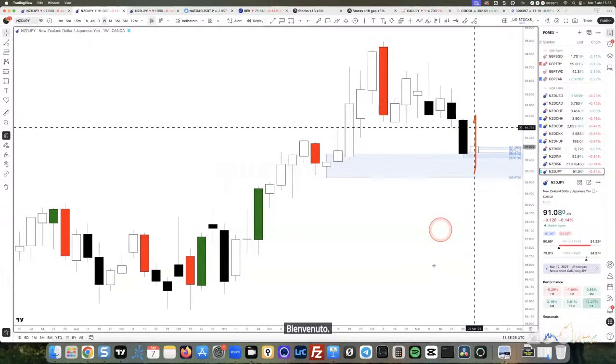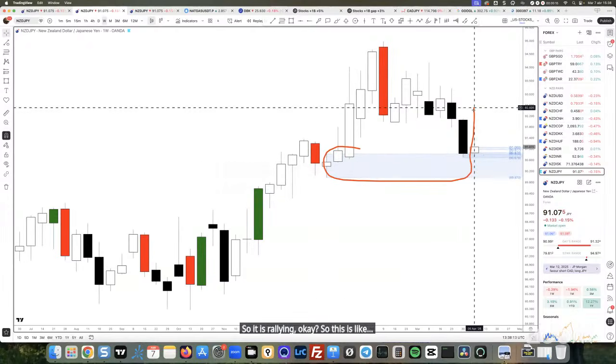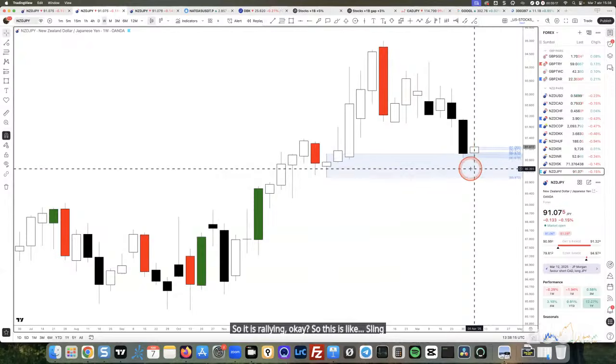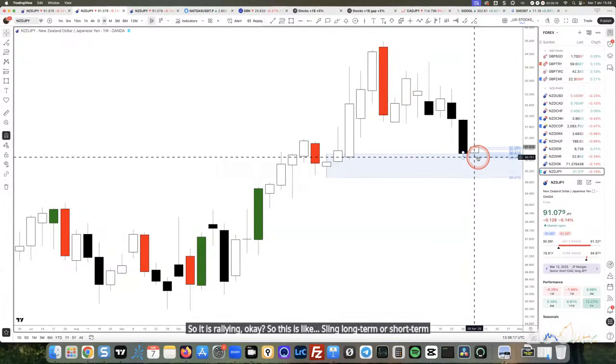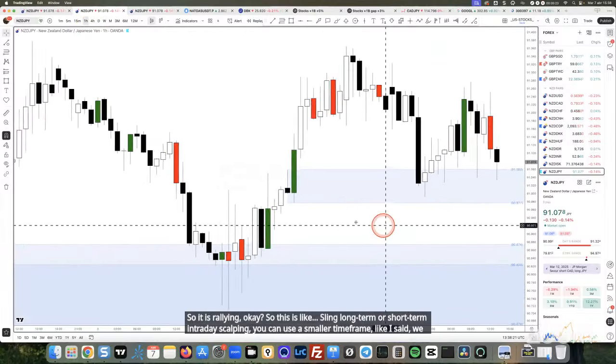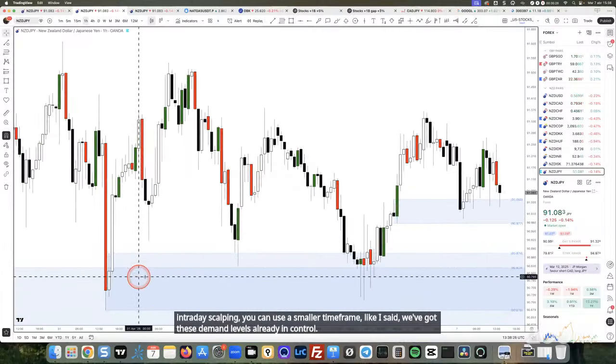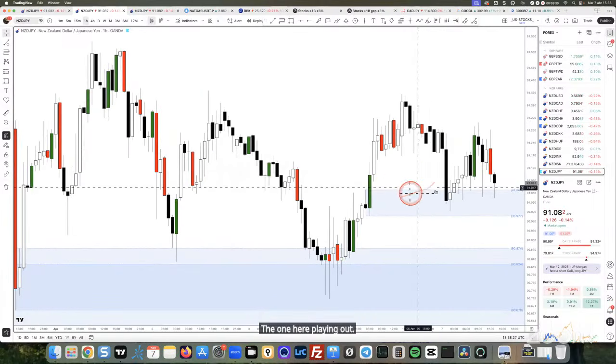So it is rallying. This is like swing, long-term or short-term. For intraday scalping, you can use the smaller time frame. Like I said, we've got these demand levels already in control, the one here playing out. So it's long bias.